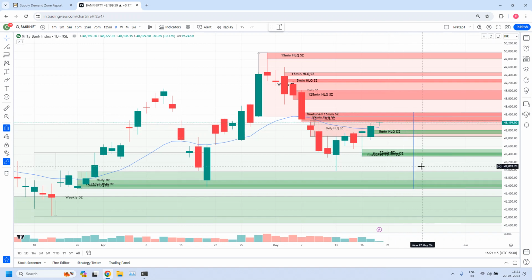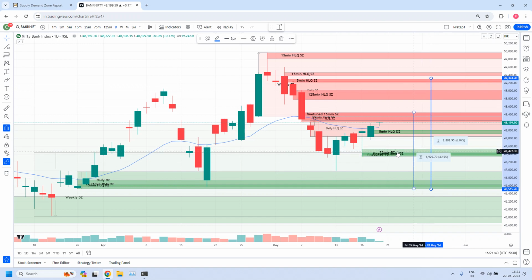Suppose demand is strong, then the range will be from here to here. We have 2800 points range. May not be. At the time prices won't come here. Probably support will be coming either from this 75 minutes demand zone, newly created normal demand zone, or this 5 minutes high liquidity demand zone that will make the magic.